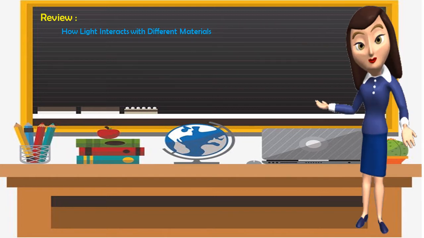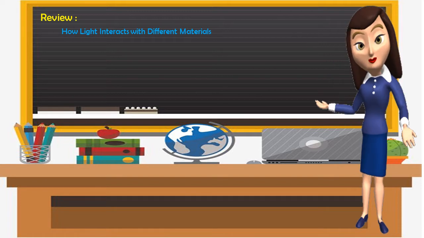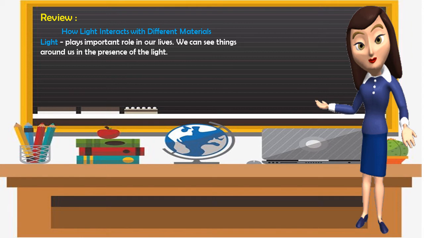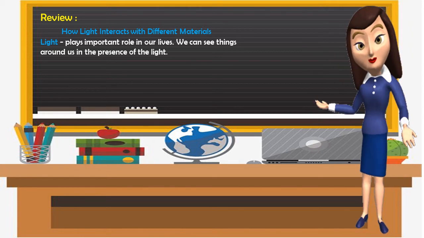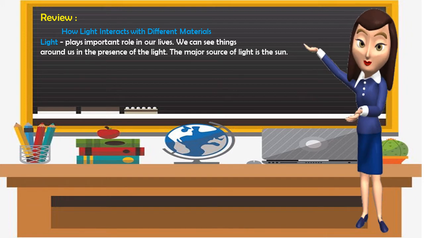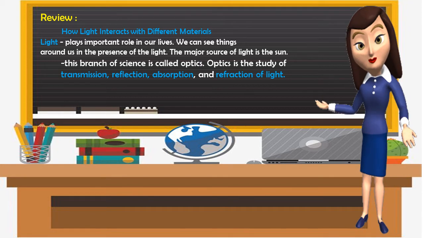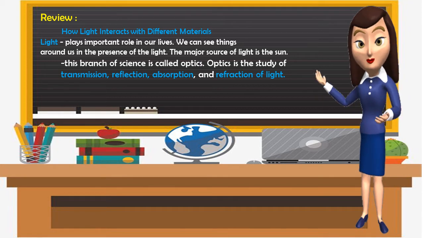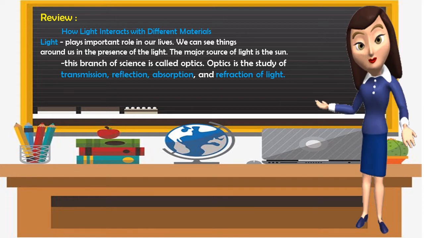Let's have a review. We discussed how light interacts with different materials before. Light plays an important role in our lives. We can see things around us in the presence of light. The major source of light is the sun. This branch of science is called optics. Optics is the study of transmission, reflection, absorption, and refraction of light.